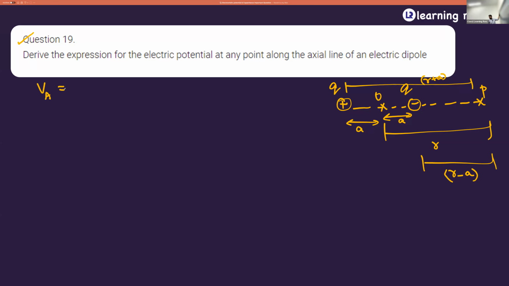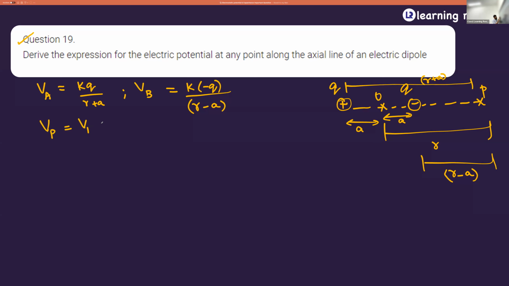So what is the potential due to the charge at A, at point P? What is the value of VA? KQ divided by R plus A. What about VB? This is where we need to be careful. When you derive electric field, we don't apply the sign, whereas when you derive potential, you apply the sign, because potential is a scalar quantity. So minus KQ divided by R minus A. Clear?